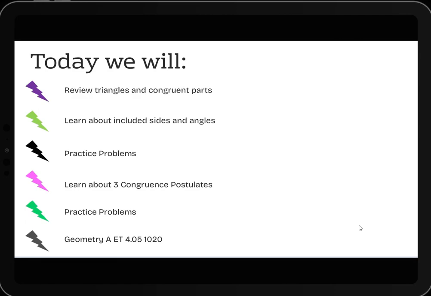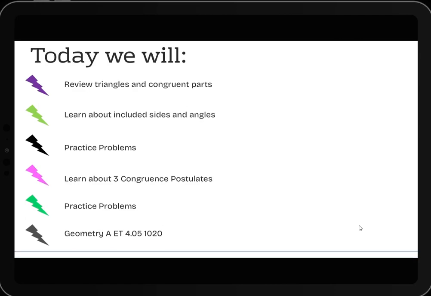Specifically, we're going to review triangles and congruent parts. We're going to learn about included sides and angles. We're going to practice problems. We're going to talk about those three congruence postulates and/or theorems, practice problems related directly to that, and then you have your exit ticket.